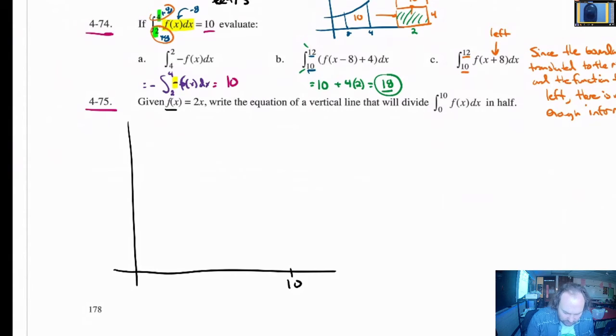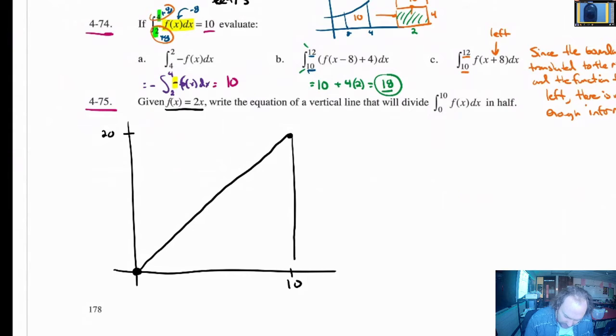We have the function 2x, which has a point at 0, 0, and a point at 10, 20. So I'm just going to sketch a triangle for this. This is what our integral from 0 to 10 would look like. It would just be the area of this triangle. This triangle is 10 wide and 20 tall, so its area is equal to 1/2 times 10 times 20, which is half of 200, which is equal to 100.